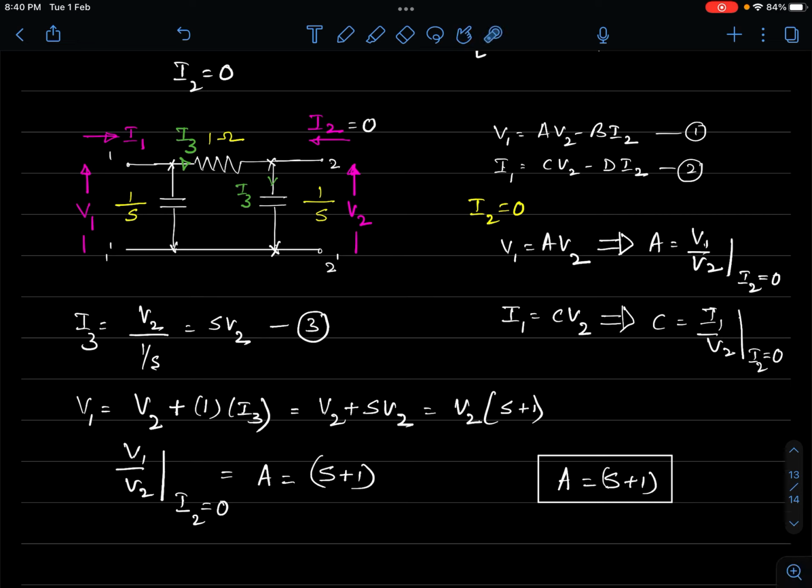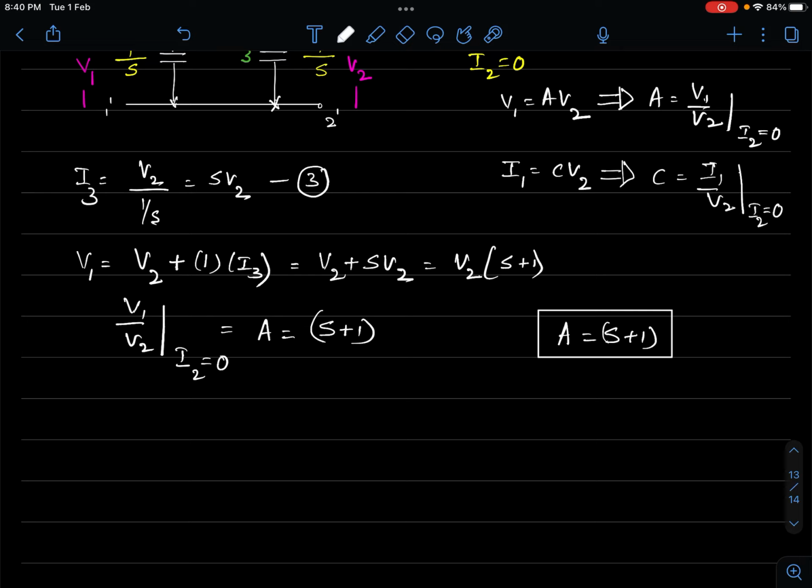If you look at the network, I1 is the sum of the current I3 plus the current that would flow through this branch of reactance 1 by S. Alright. So what is the current here in this branch? It is the voltage divided by the impedance. So V1 divided by 1 by S is the current here. Plus I3 will give me I1. I will write what I said.